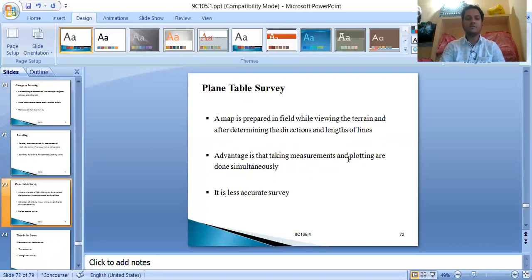We have plane table survey. A map is prepared in the field while viewing the terrain and after determining directions and lengths of lines. The advantage of plane table survey is that measurements taking and plotting can be done simultaneously at the site itself. Whereas in other methods, we have to take measurements and come to the office, then we will prepare maps. But in plane table survey, the plotting is done simultaneously along with the measurements. So it is a less accurate survey.